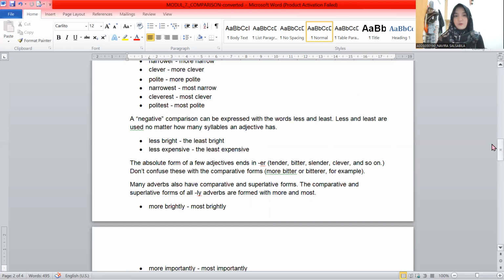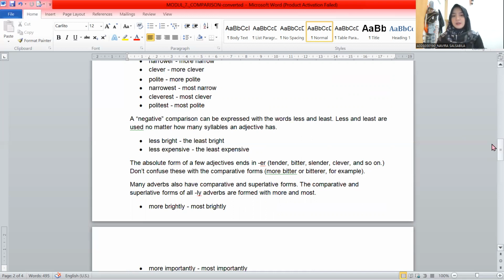The absolute form of a few adjectives ends in -er. Examples: tender, bitter, slender, clever, and so on. Don't confuse these with the comparative forms. For example, more bitter or bitter.